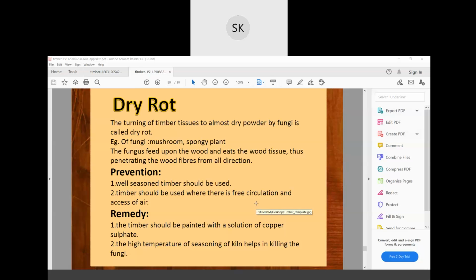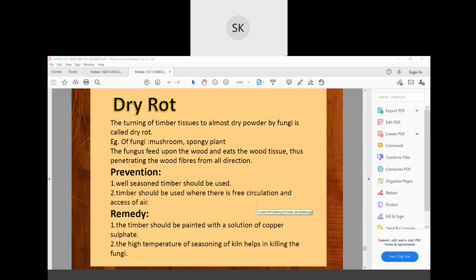Suppose you take an example. If you keep furniture for a very long time, when the furniture is very old, it starts giving some powder. In Hindi it is called bhun. I don't know what it is called in other languages. So you will get some powdery form, and that is dry rot. Example: mushroom, spongy plant. The fungus feeds upon the wood and eats the wood tissue, thus penetrating the wood fiber from all directions. I hope you understood the example of dry rot.